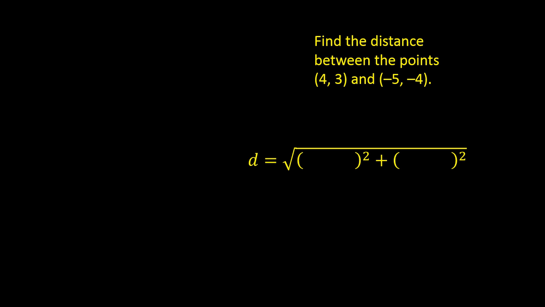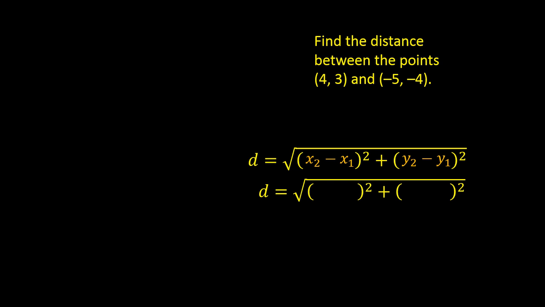So let's say we want to find the distance between these 2 points, (4, 3) and (negative 5, negative 4). So the distance formula says we need to find the difference of the x coordinates of the points and the difference of the y coordinates of the points. If we square those differences, add them together, and take the square root, we'll have the distance between the 2 points.